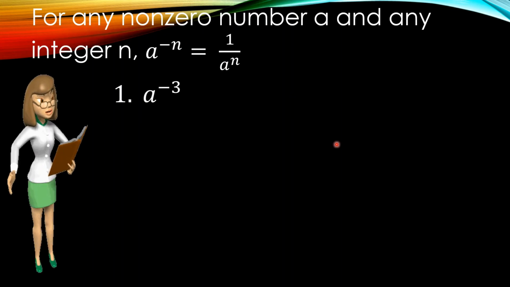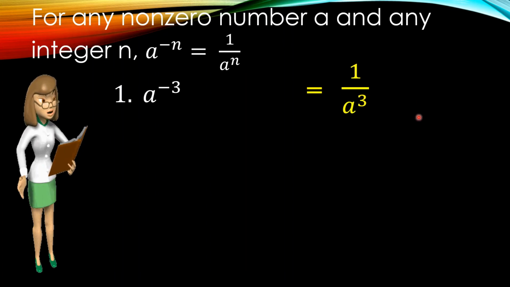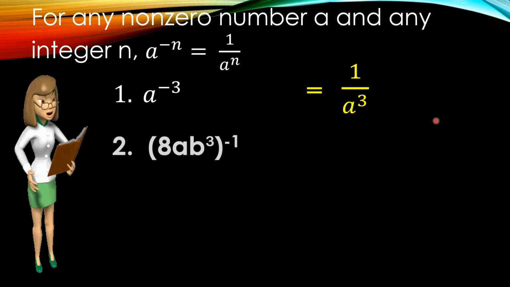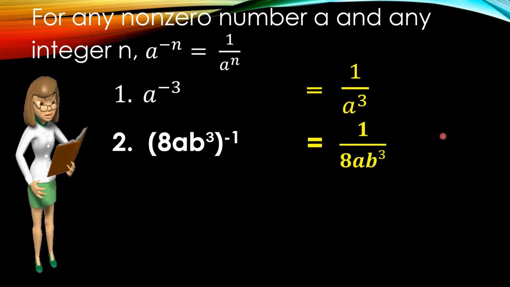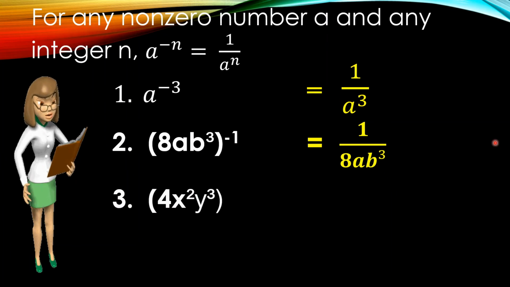Example, a raised to the negative 3. So the answer is 1 over a cubed. So your negative exponent becomes positive once you get the reciprocal. Number 2, 8ab cubed, quantity raised to negative 1. So the answer is, get the reciprocal. So we have 1 over 8ab cubed. So positive exponent. And last, 4x squared y cubed, quantity raised to the negative 2.